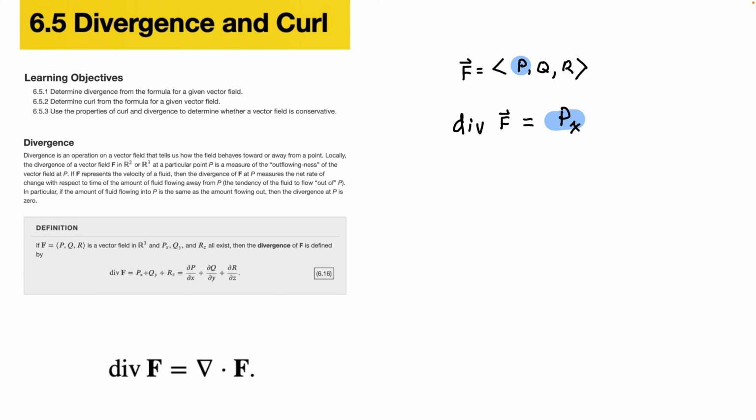If we move on and we look at the component q, we do the same thing. We recognize that q is providing the strength of the vector field f vec in the y direction, and so that's what we differentiate q with respect to. And we have one more, r. The component function r is providing the strength of the vector field f vec in the z direction, and so that's what we differentiate r with respect to.